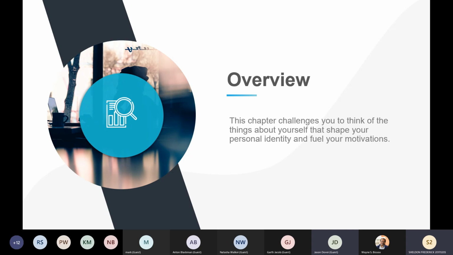This chapter challenges you to consider the things about yourself that shape your personal identity and fuel your motivations. It explores the role of self-awareness in leadership, including aspects of self-concept and self-esteem. It also explores how you form your values and the role of values in developing character. Your personality preferences for how you approach decisions and how you learn are also addressed. In order to provide quality leadership, you must understand yourself.